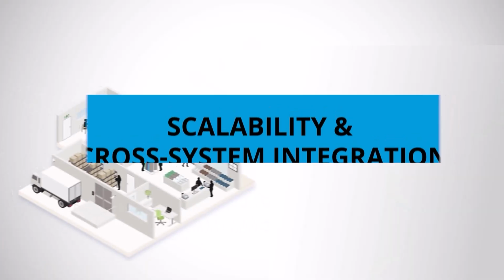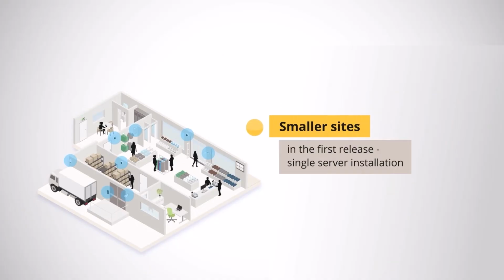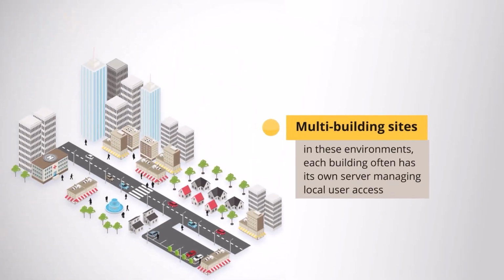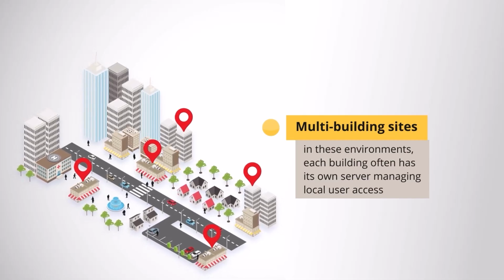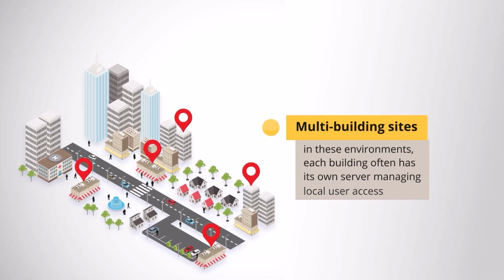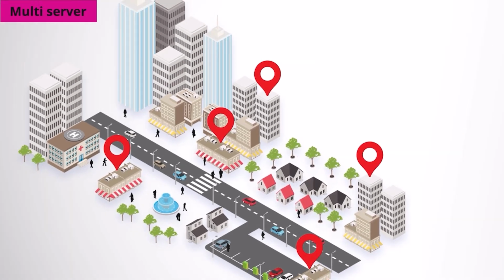In the first release, Access Camera Station Secure Entry supported only single-server installation, which was quite sufficient for customers with smaller sites. As the solution evolved, we received requests from customers with multi-building sites. In these environments, each building often has its own server, managing local user access. However, when employees move between buildings, reconfiguring their access rights can be cumbersome. For these customers, we introduced a multi-server access control solution.